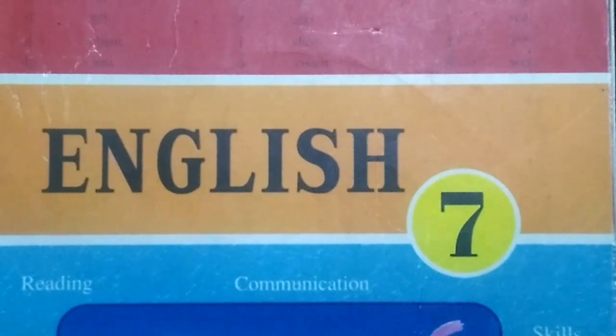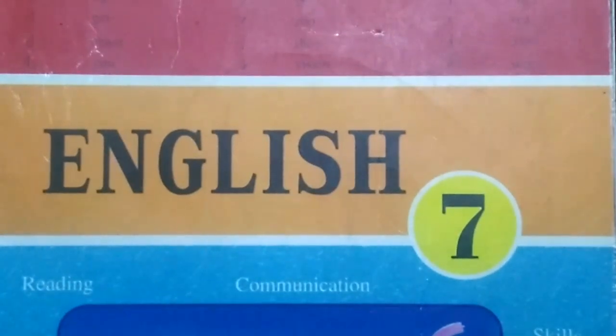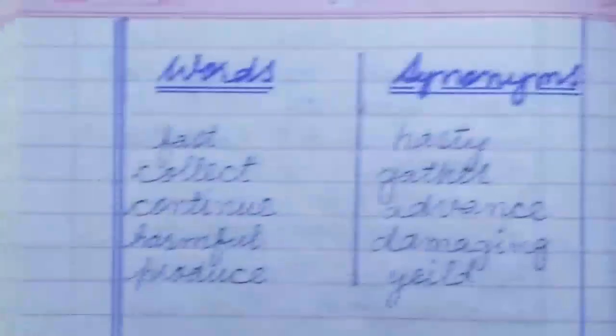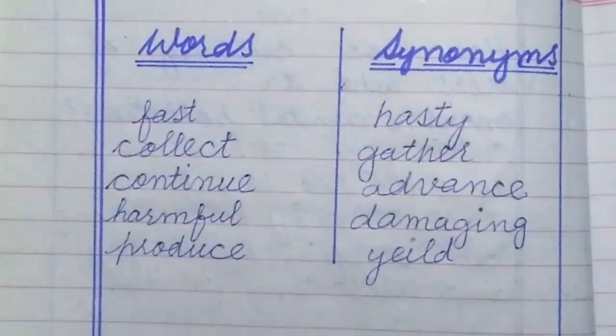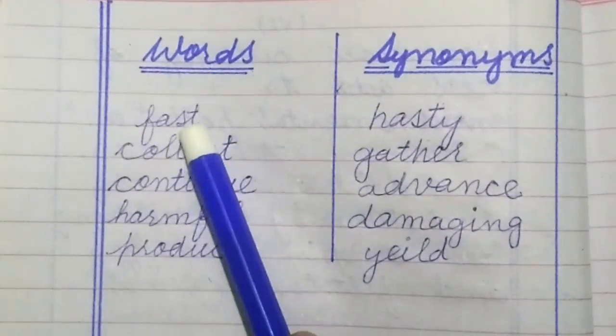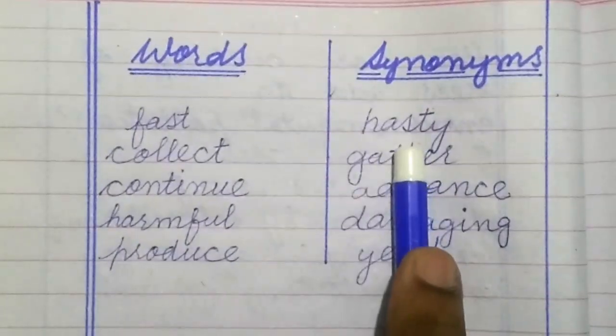Dear students, in the previous lesson, you were asked to write the synonyms and antonyms of the given words. Now this is the time to give you feedback regarding these activities. Dear students, the first word was fast. Synonym of the word fast is hasty.